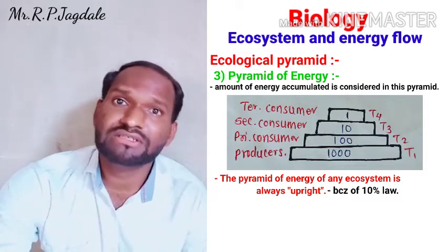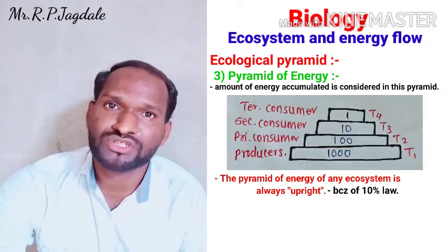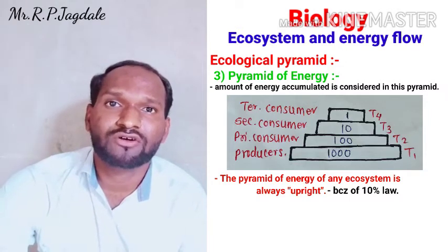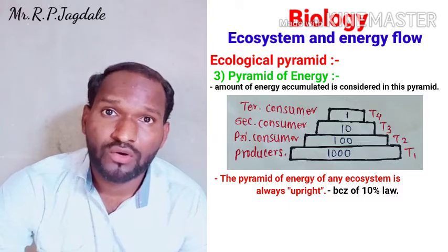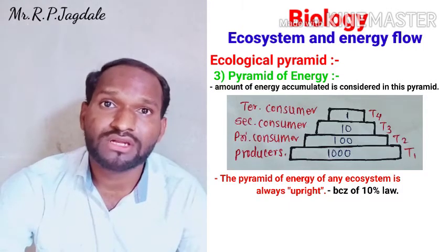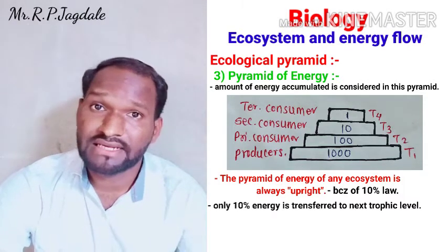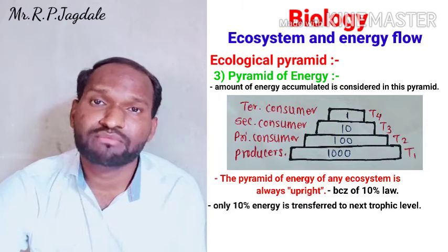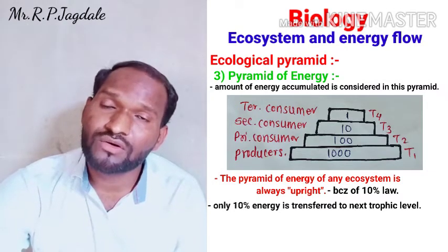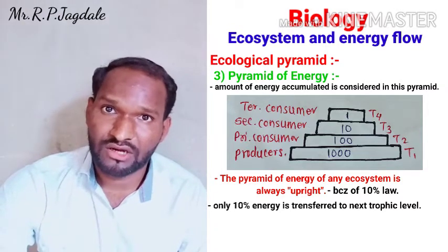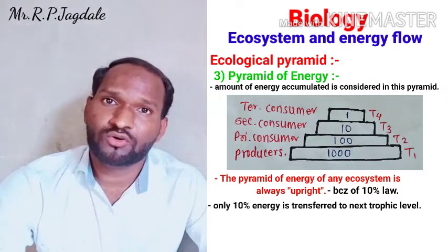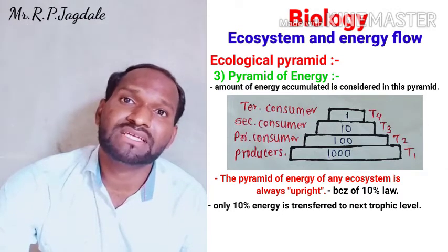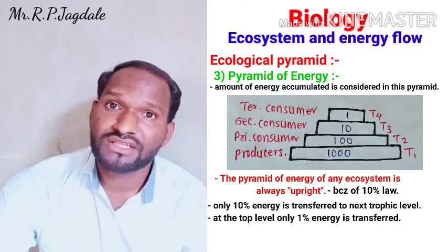The first energy source in the ecosystem is nothing but the producers, that is T1. Suppose there is 1000 units of energy at the producer level, then by the 10% law, only 100 units of energy are going to transfer to the second trophic level. We have seen the 10% law already. Of that 100, only 10 is transferred to the third trophic level. And from the third trophic level to the fourth trophic level, only 1 unit of energy is going to transfer. This is the energy pyramid.